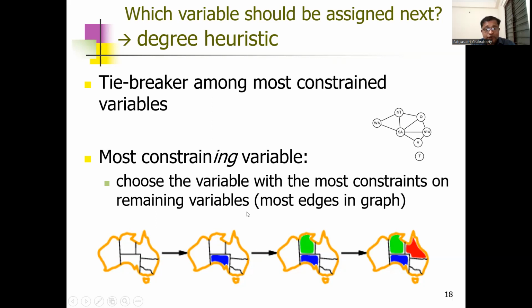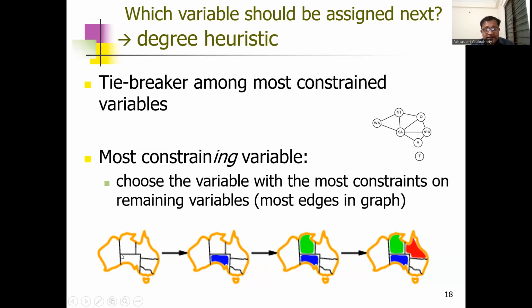That means the remaining, non-colored variables, the variables which have not been colored. This means the most number of edges it is connected with, the most number of neighbors, which is the same thing as degree. So in that case, South Australia is the most constraining variable because it is connected with 5 regions. In the starting state, when everything is empty, South Australia is the most constraining variable because it imposes constraints on most of the remaining variables, 5 variables.